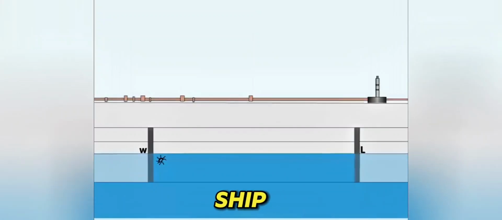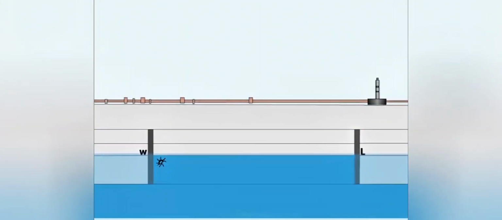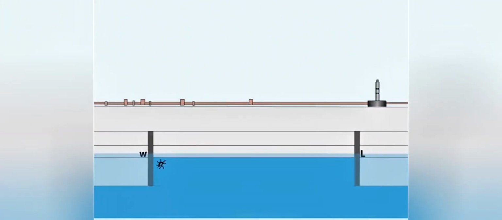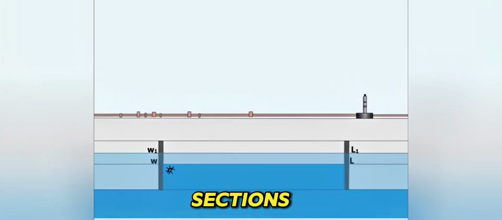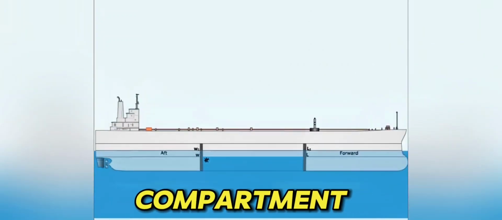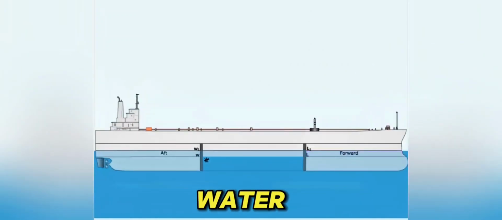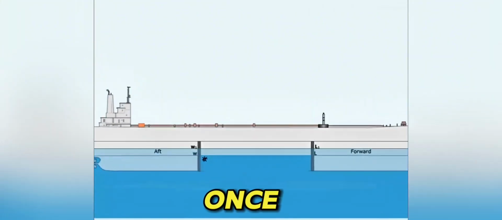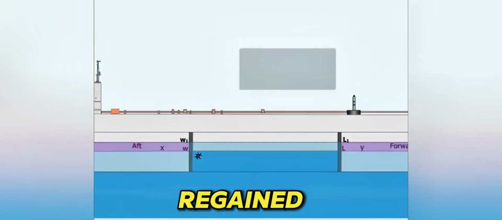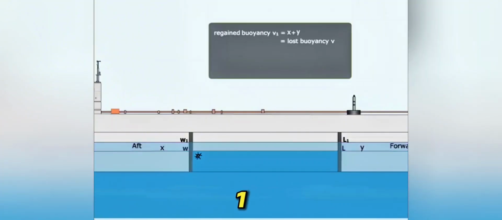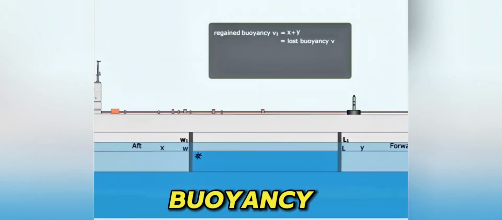Our bilged ship begins to sink. As she sinks, the hull sections forward and aft of the midship compartment begin to add to the volume of water displaced by the vessel. Once the added volume of water equals the lost volume of water, V, the ship stops sinking. The regained buoyancy, V sub 1, equals the lost buoyancy, V.